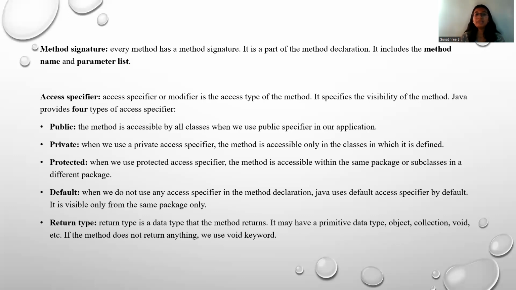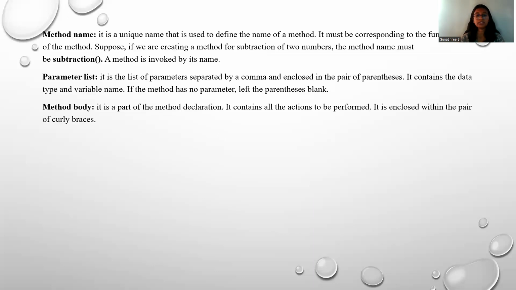Next is the return type. The return type is the data type that the method will return. It may be primitive data types, objects, collections, void, etc. If the method does not return anything, then we use the void keyword.